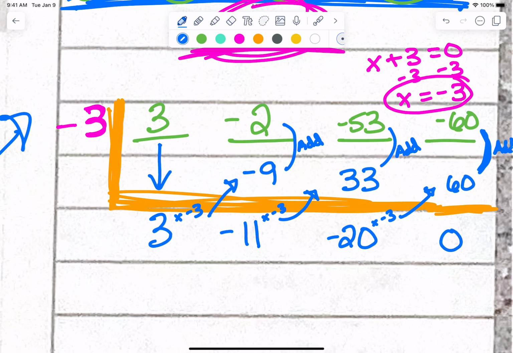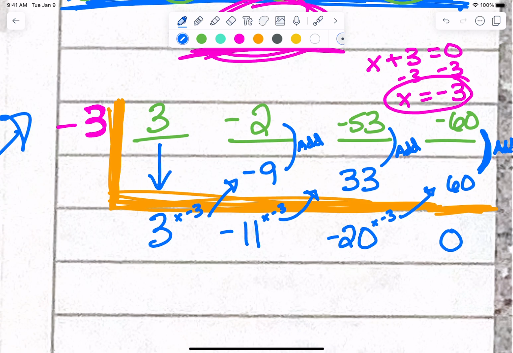Right. Did you see what I did? You multiply and add and multiply and add and multiply and add, right? So I'm multiplying by -3 to get this number. Add these two together. Multiply, then add. Multiply, then add.